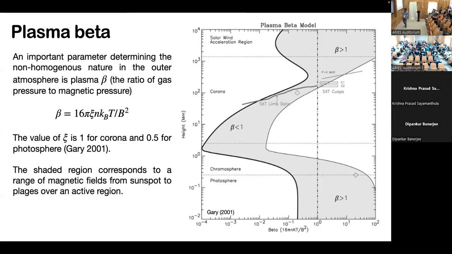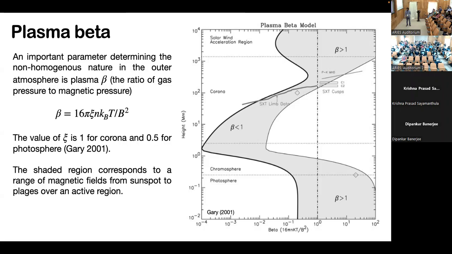Which means if you are in the photosphere within the sunspot, your plasma beta is still less than 1. Right from the photosphere, your plasma beta is still less than 1, up until this alpha critical surface. Your plasma beta is still less than 1 even here, and if you go further beyond, it will reach the beta greater than 1 region at a certain location.